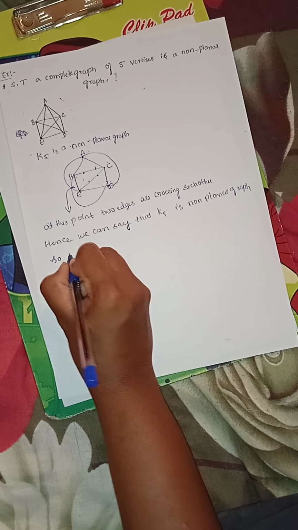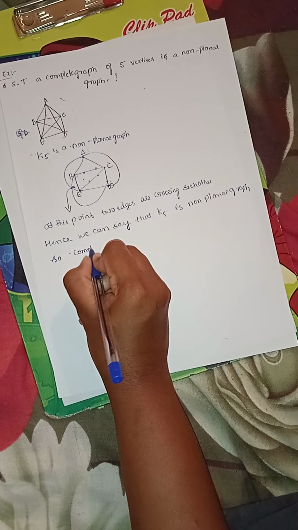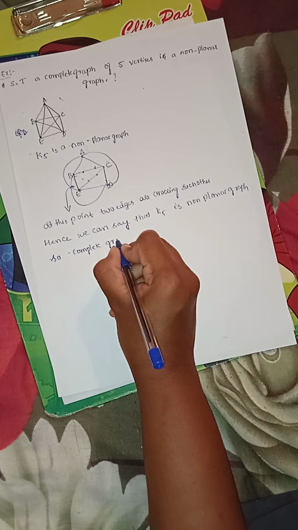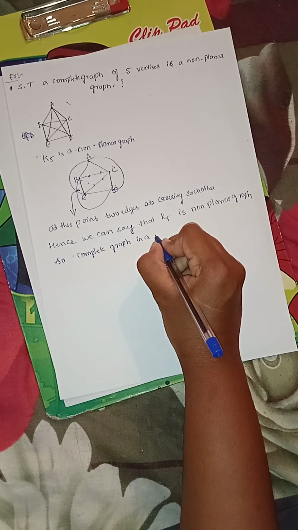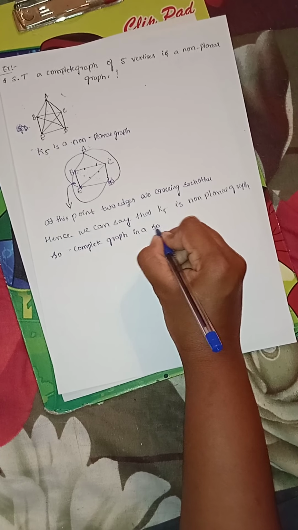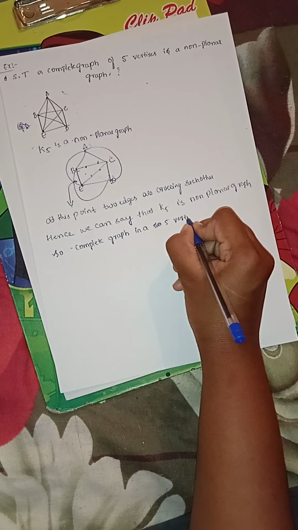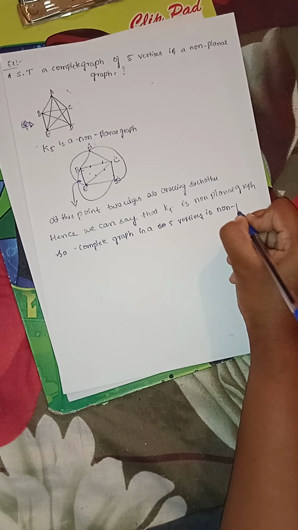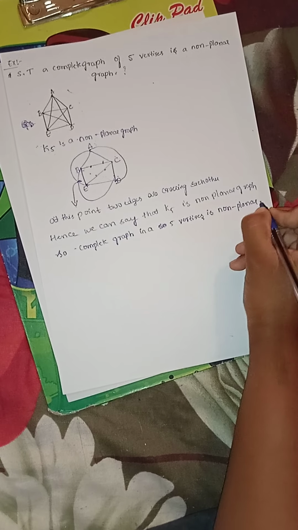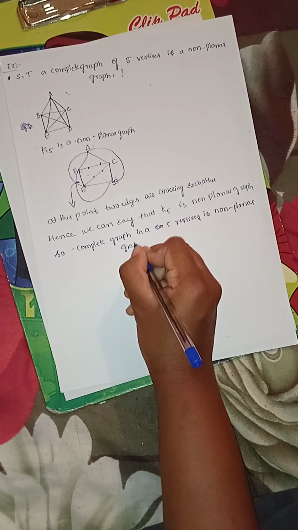So a complete graph on 5 vertices is a non-planar graph.